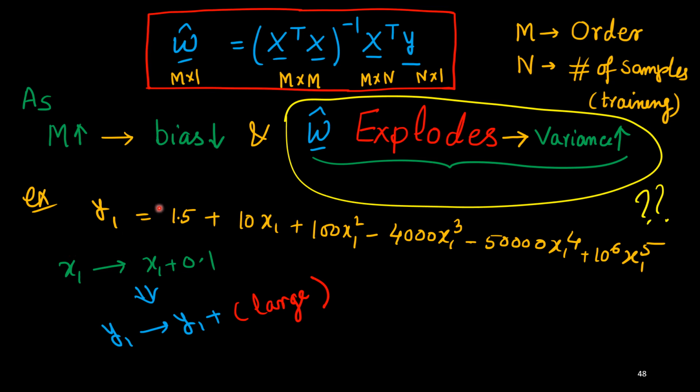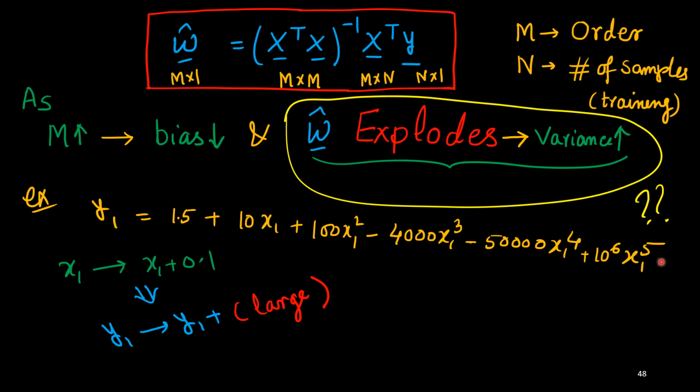So whenever m is increasing, W explodes, and this will lead to high variance. But we want to minimize this variance, because we have to go for higher order since we don't know what the optimal one is. We have to go for that, but simultaneously we have to maintain low variance. So how do we do that?